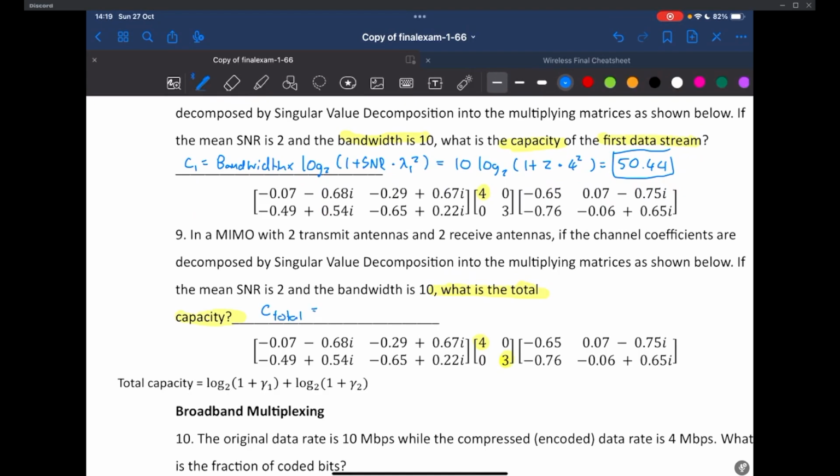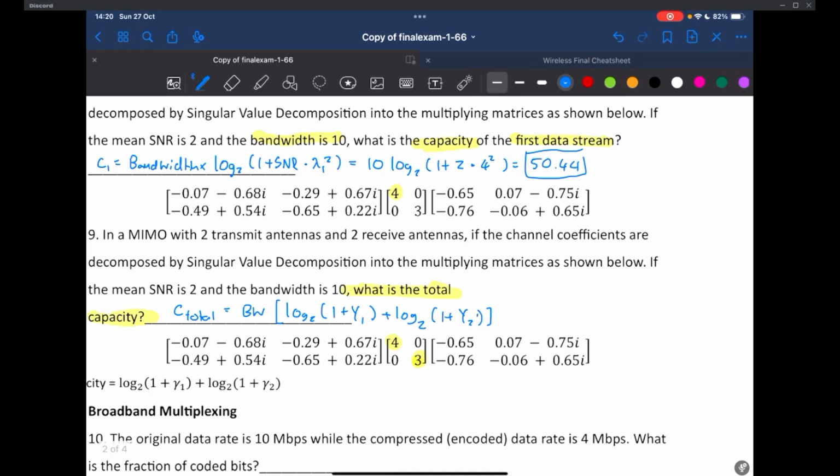So C total is bandwidth times log base 2 of 1 plus gamma 1, plus log base 2 of 1 plus gamma 2, like that. And they're all multiplied by bandwidth. Bandwidth is on for both of them, but I factor it out, and so plug in the numbers. You would get 10 times 10 as the bandwidth, log base 2 of 1 plus 32, plus log base 2 of 1 plus 18. That's it. 18 comes from this one.